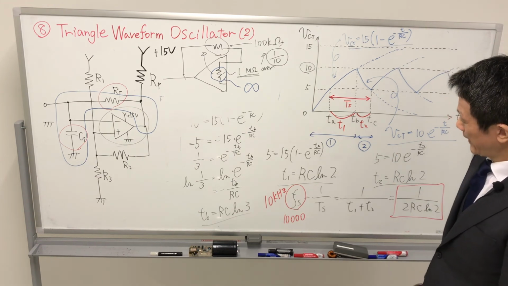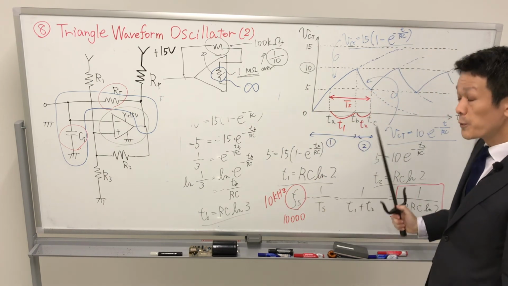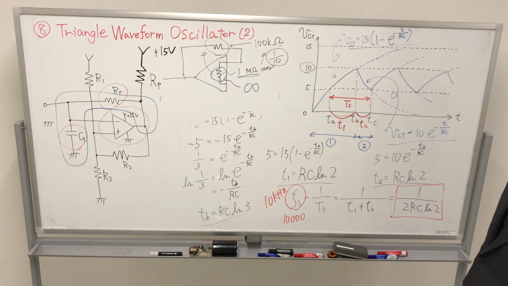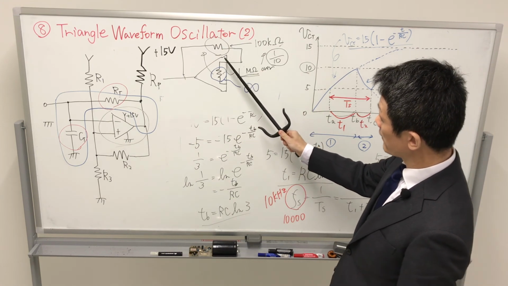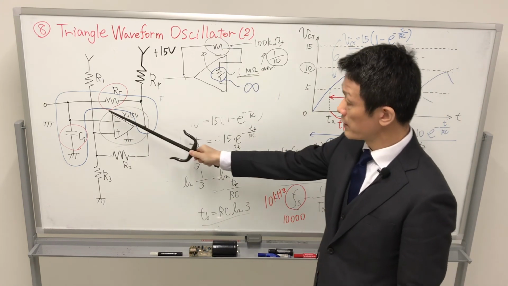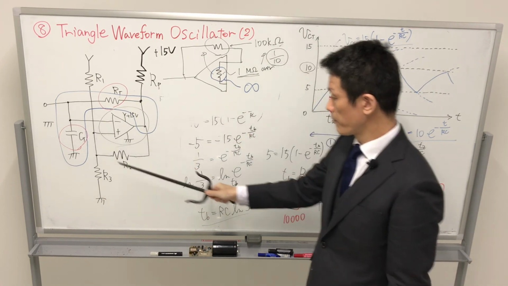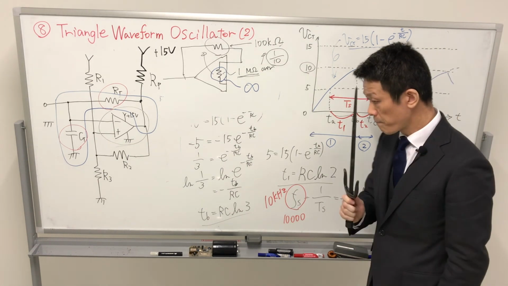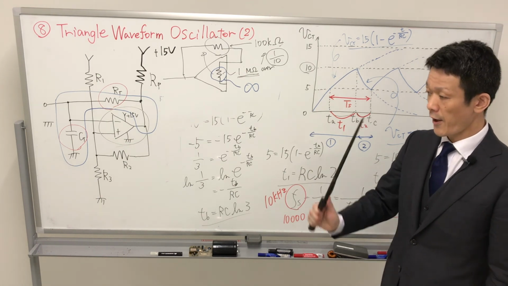Okay, this is a triangle waveform oscillator. How to design the triangle waveform oscillator? From our know-how, this value is automatically determined, so we only need to arrange this value from the decided one, and we can obtain the CT value. Okay, this is how to design the triangle waveform oscillator.